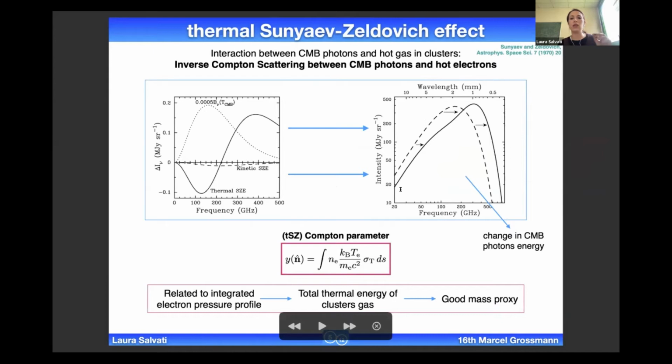And this kind of effect basically leaves a unique distortion in the CMB frequency spectrum, so it's very peculiar to detect. And the observable is, in practice, this Compton parameter here. This is the integral of the pressure profile. So basically, it provides a good estimate of the total thermal energy of the cluster gas, and so it's a very good mass proxy. So this is the thing that we need to relate to the cluster mass to do cosmology.